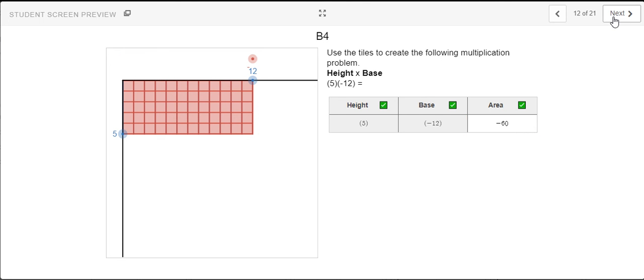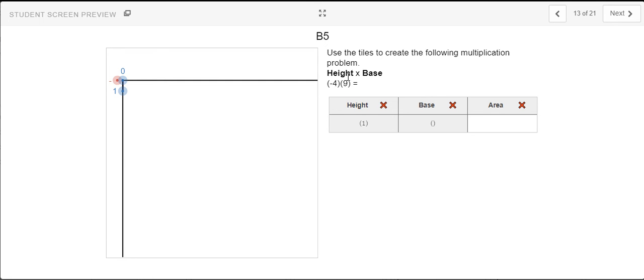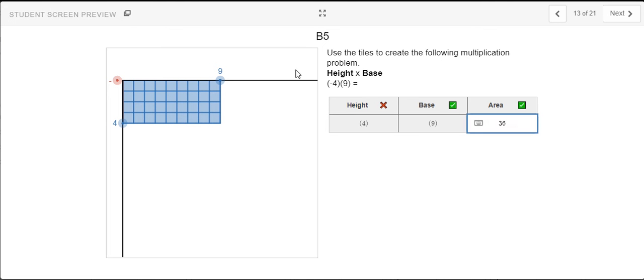Okay, moving to the next one. So here I have a 4 by 9 rectangle, 4 times 9. So 9 across the base, 4 for the height. And I know that 4 times 9 is going to be 36. But again, one side is going to flip over to negative. This is going to be negative. So when I flip this side to negative, notice that the whole area now becomes negative 36.